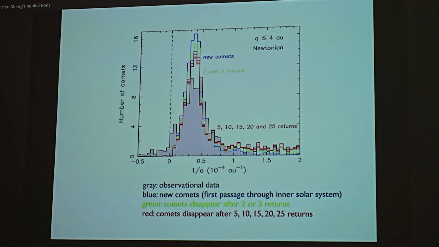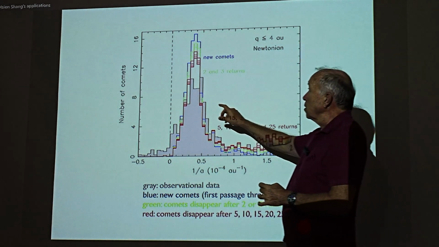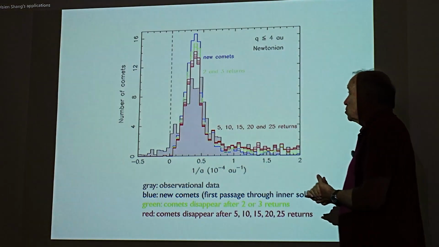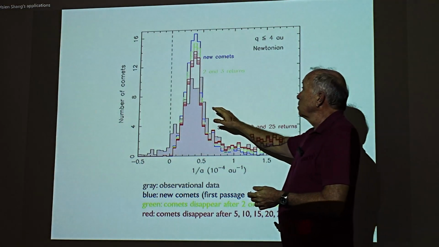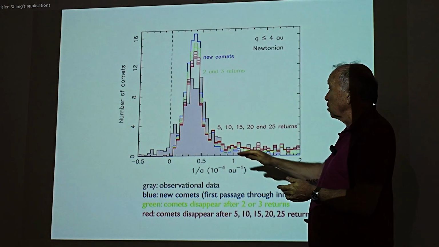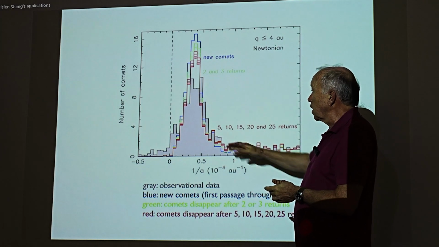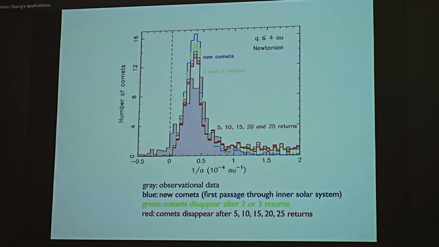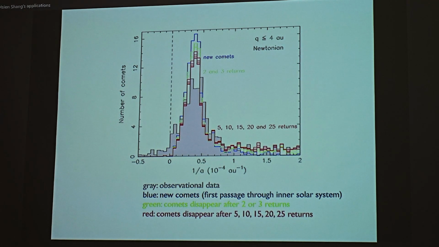This is the plot that I showed you before, showing the agreement between the solid histogram, which is the observations, and the data. You spread the data out a little to account for observational error, and you allow the comets to fade after a handful of returns to the sun, and you get excellent agreement.